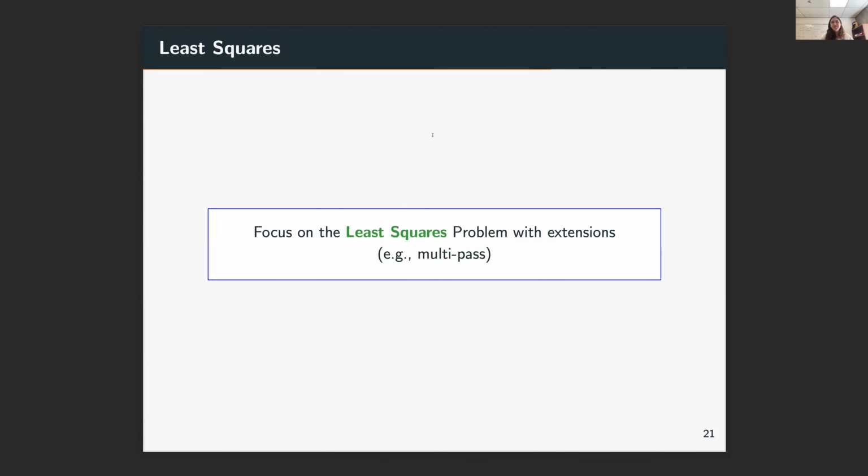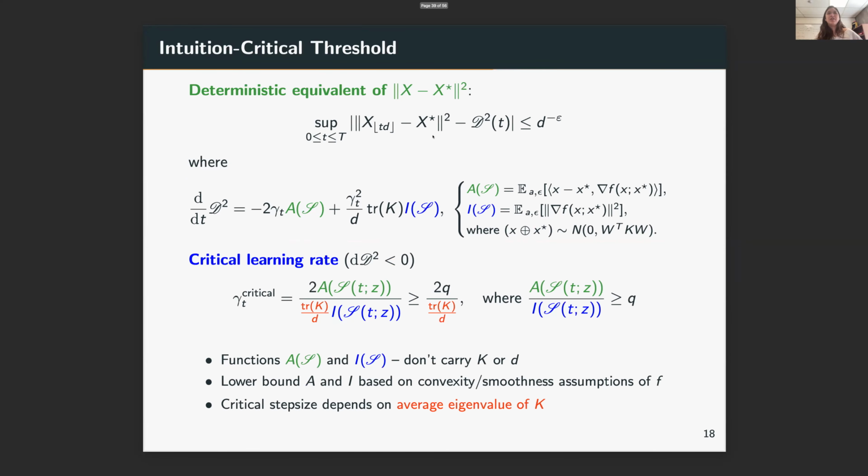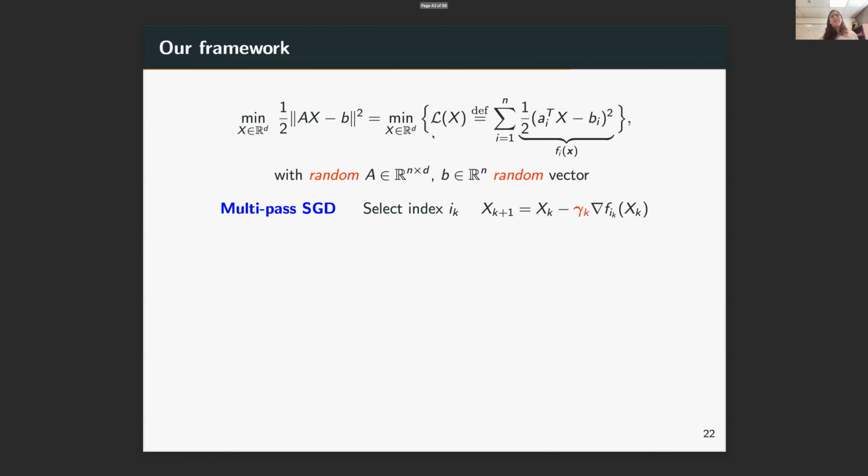Okay, so we can focus now. I'm now just going to focus on the least squares problem, a little bit easier problem, and look at some of the extensions that you can do. By the way, before I begin, that leads to a very good question. This also tells you in some ways how to do line search. If you're interested, you just need to compute A and I by sampling. So you can create stochastic line search methods from this kind of stuff. Okay, but let me look at the least squares problem and some extensions, which include things like multipass.